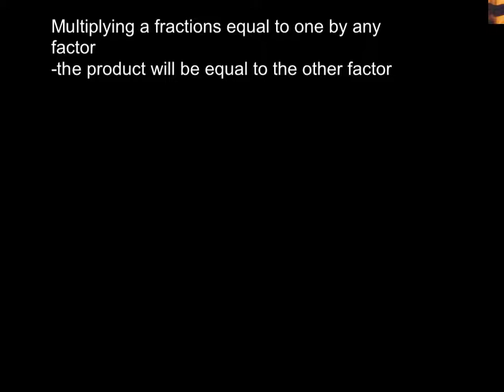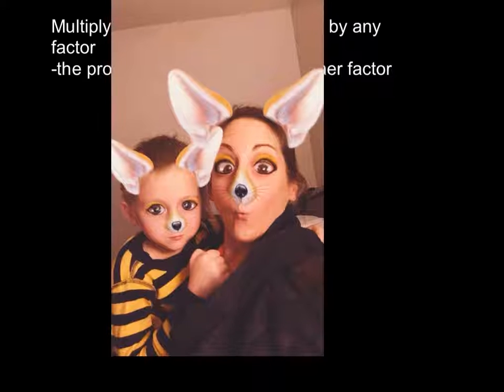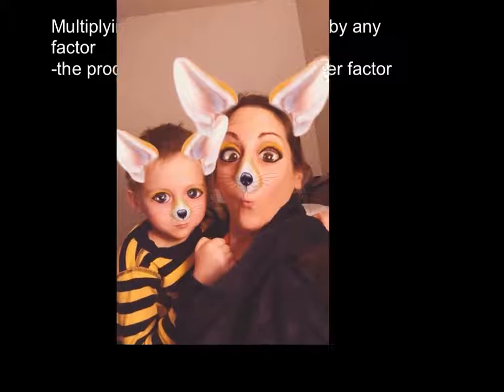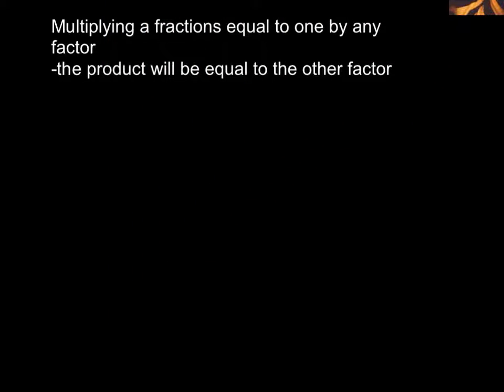Now, this generalization is a little bit new, but don't be scared. I think you'll pick it up pretty quick. And this is what we do when we are multiplying fractions equal to 1 by any factor, whether it's a whole number or a fraction or a mixed number. The product is going to be equal to whatever the other factor is, the other factor that is not a fraction equal to 1. So what does that look like? What do I mean?